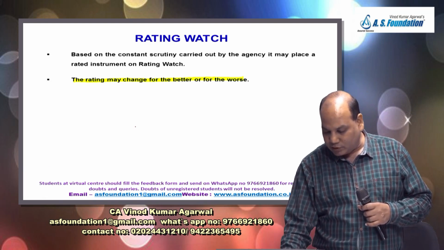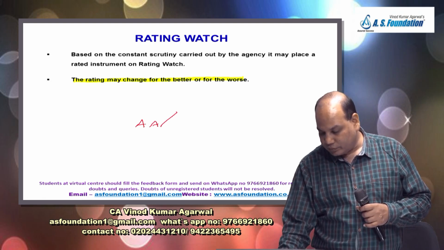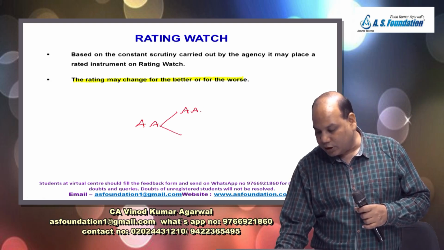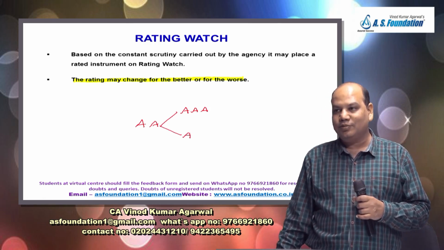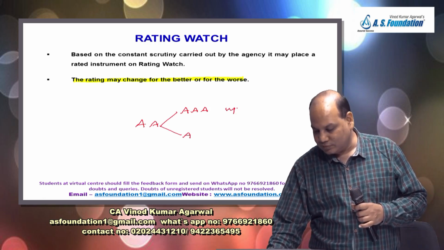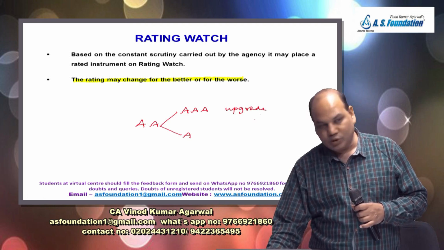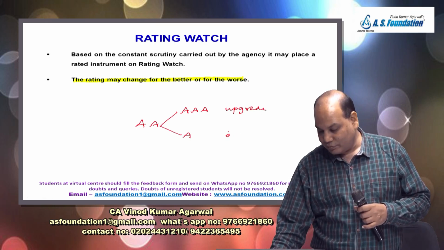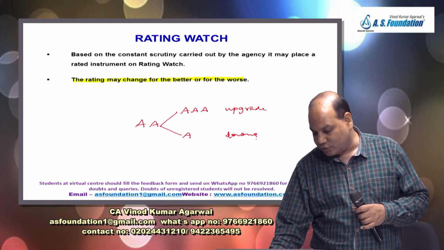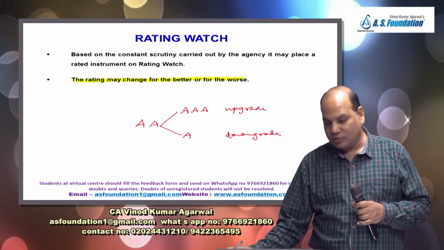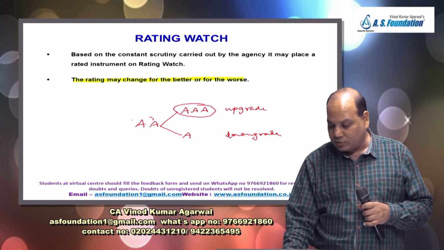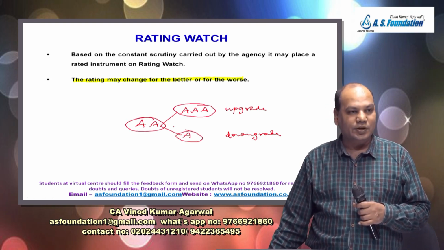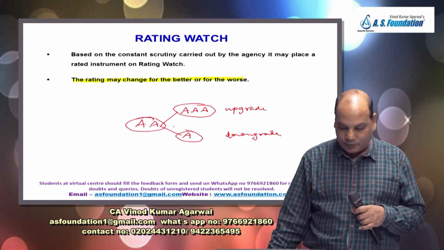The credit rating is, suppose, AA. It can be upgraded to AAA. It can be downgraded to A. This is upgrade, means situation is better now. This is downgrade, situation is worse now. We will discuss the meaning of these rating agency symbols in the next paragraph, don't worry.